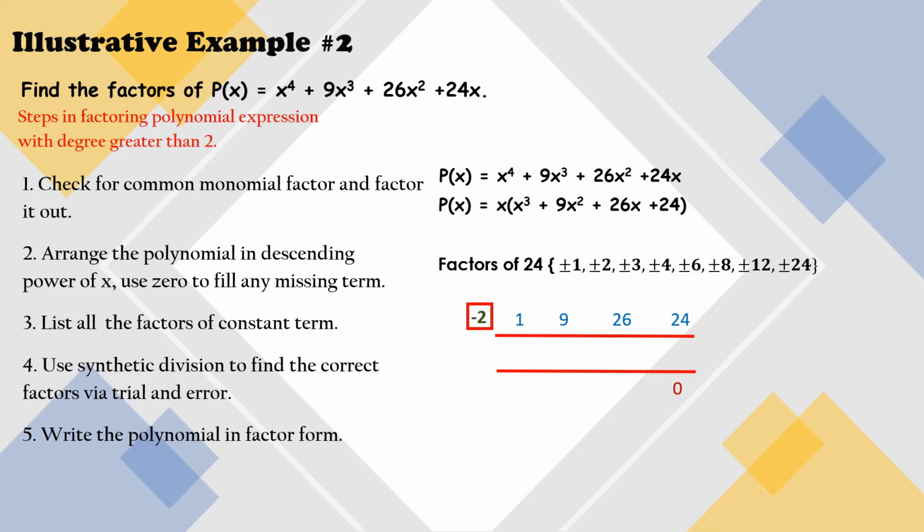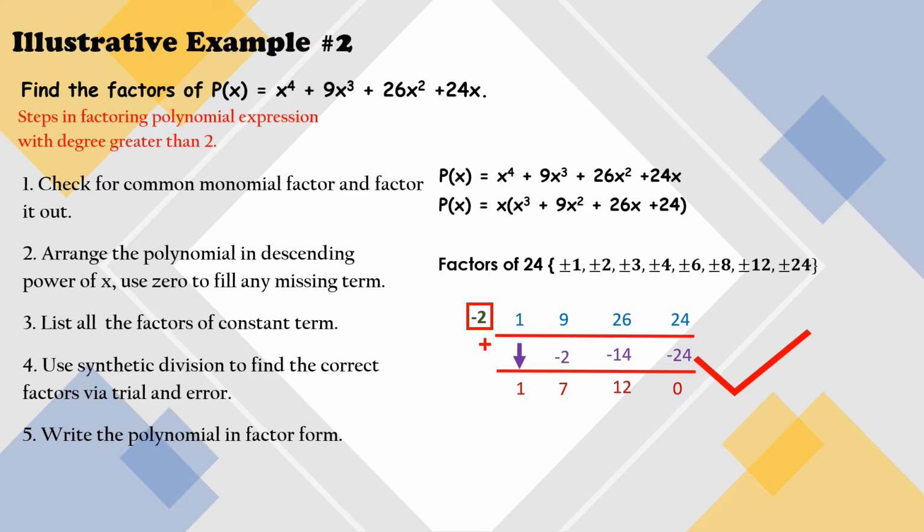Okay, so let's have here negative 2. So we're going to bring down 1. Multiply to negative 2, that's negative 2. Then we're going to add. So 9 plus negative 2 is equal to 7. Negative 2 times 7 is negative 14. Add will give you positive 12 times negative 2 is negative 24, and that will give us 0. So since this is 0, then negative 2 will give one of the factors that we're going to look for, x raised to 4 plus 9x cubed plus 26x squared plus 24x.